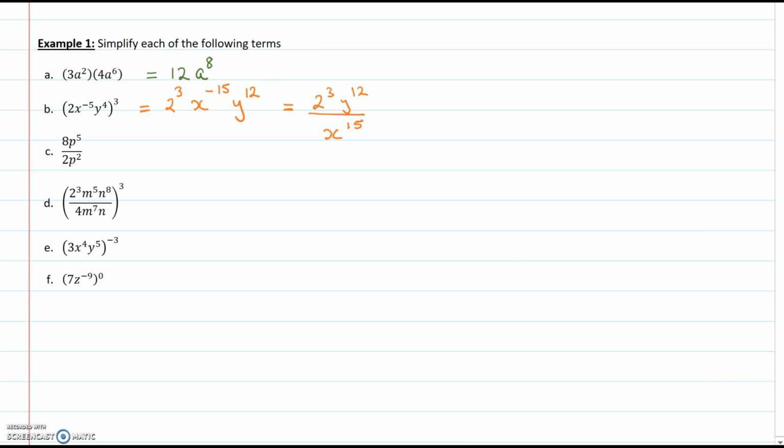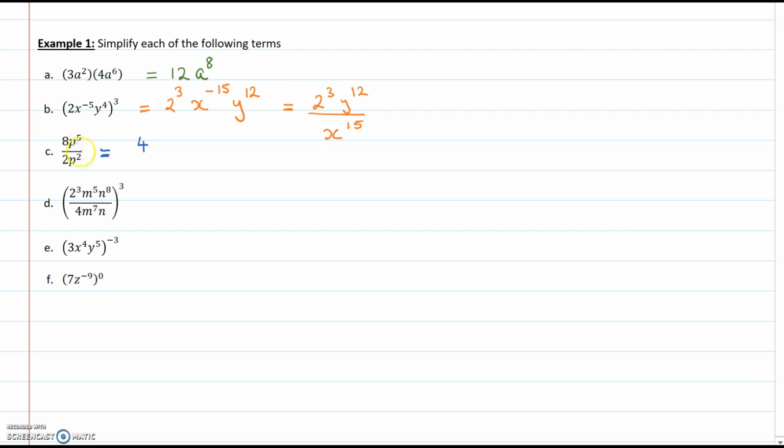Alright, hopefully that helps. Alright, this next one. 8p to the 5 over 2p squared. Again, there's no addition or subtraction. If there's addition or subtraction within either the top or the bottom of a fraction, it can lead to all sorts of complications, but we'll deal with that later on. Right now in this problem, we don't have any addition or subtraction, so cancelling is allowed. Simplification is pretty easy. So 8 over 2 is going to be 4.